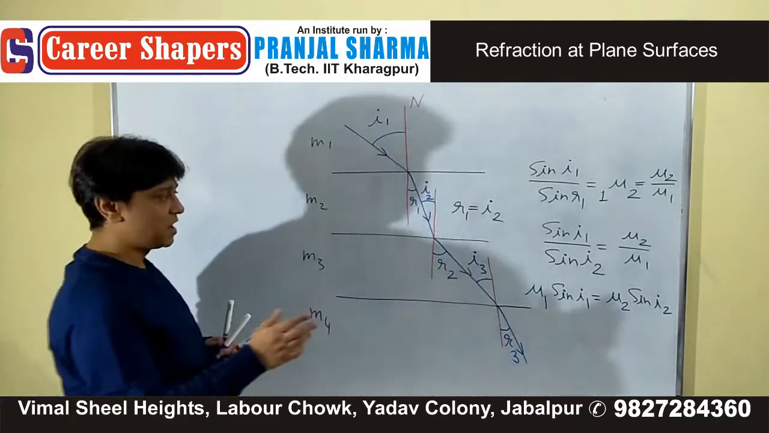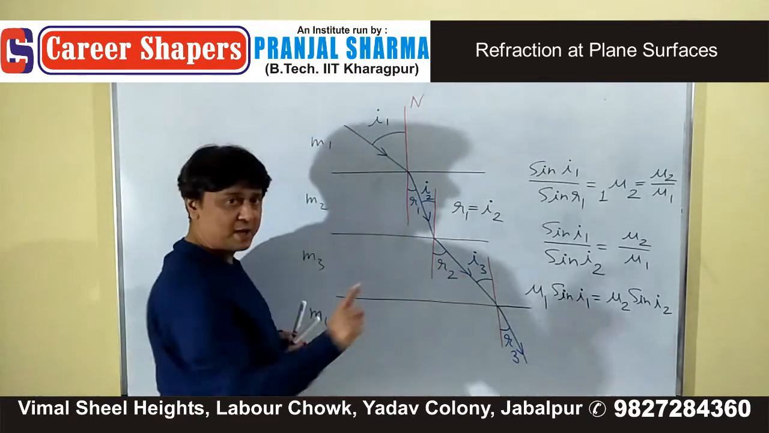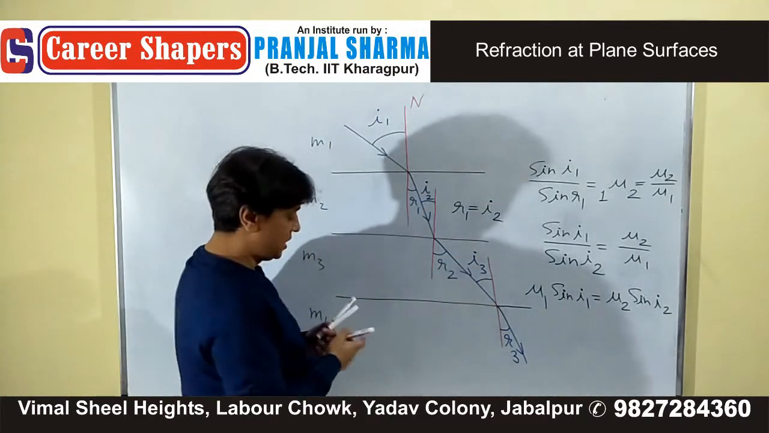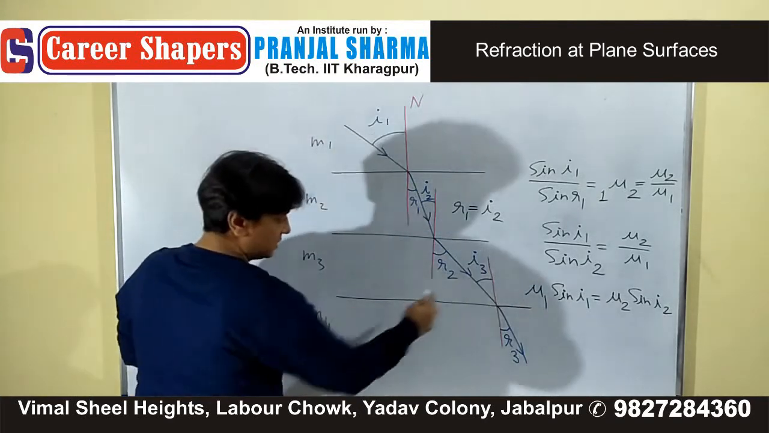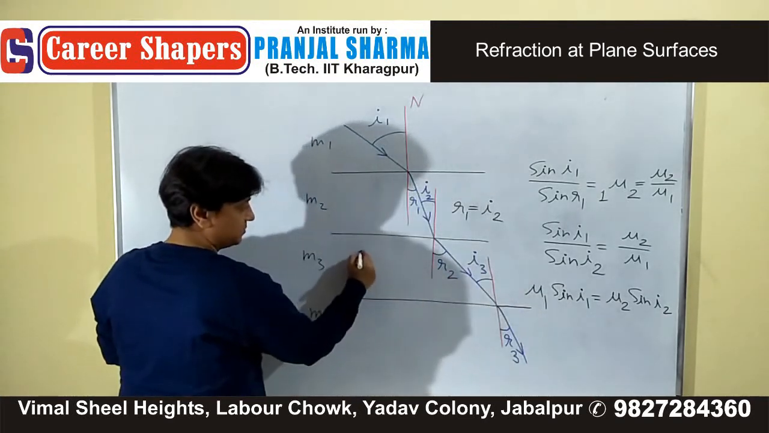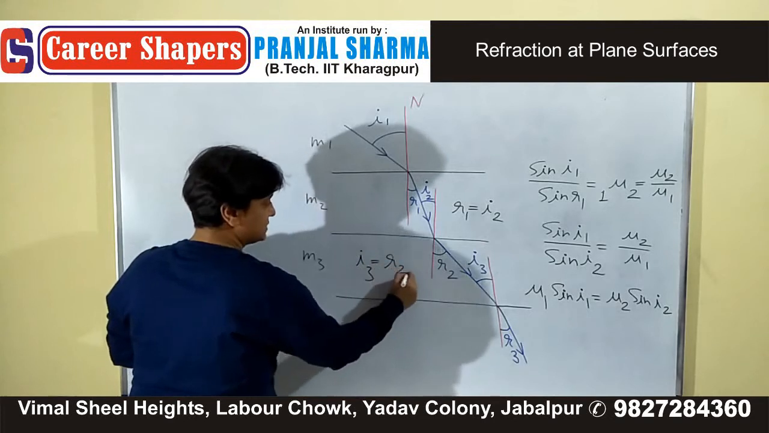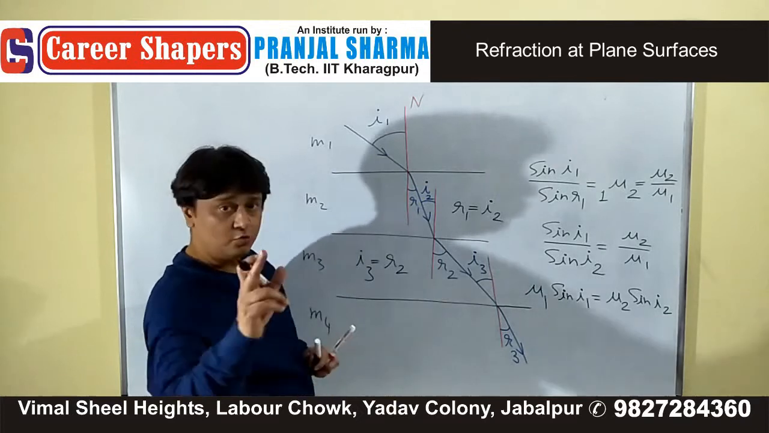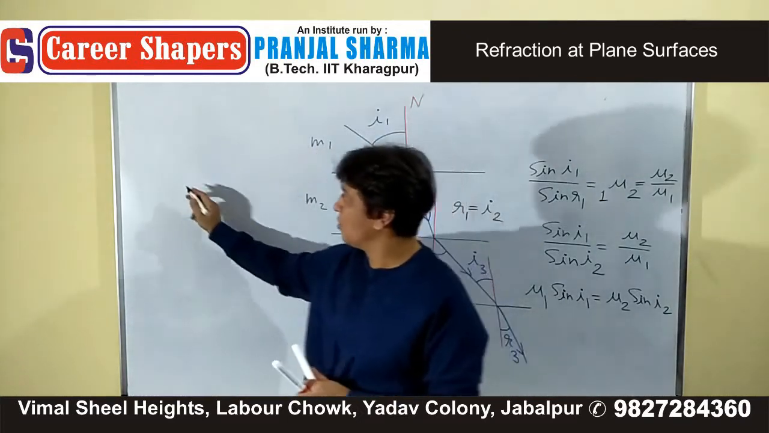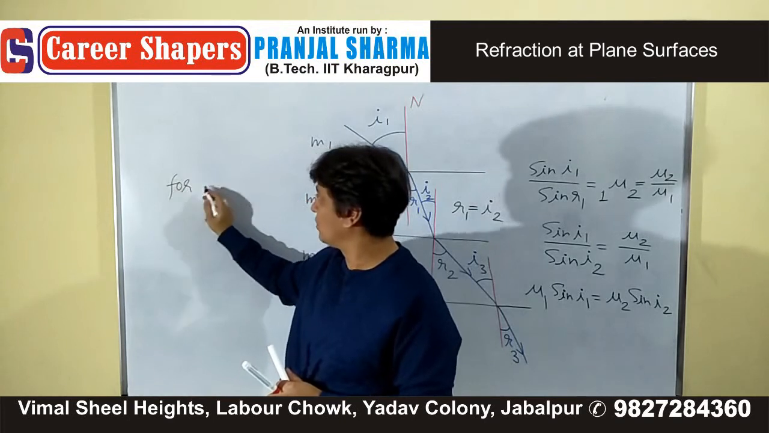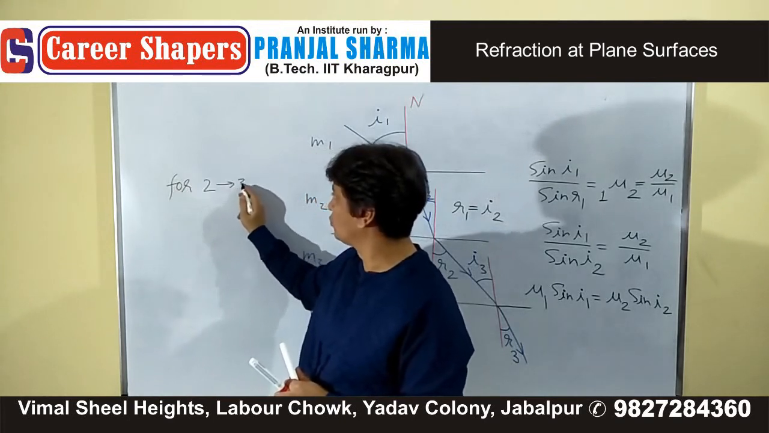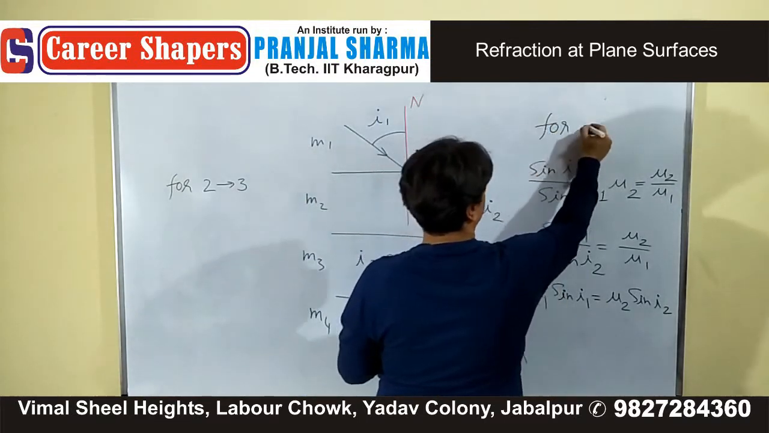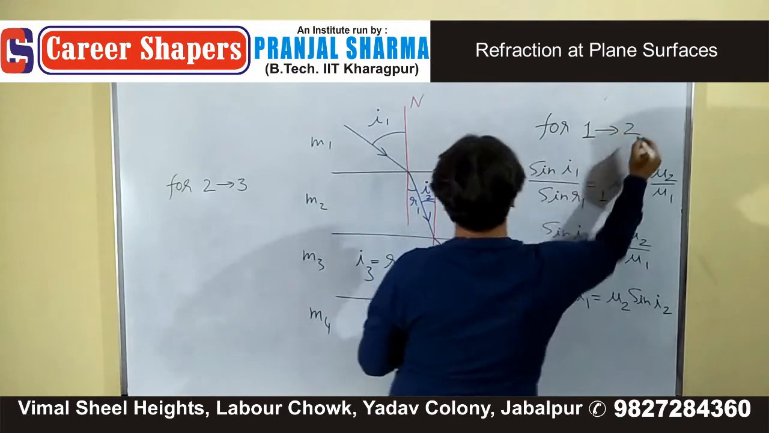But again, look at the argument. These two, they are parallel, which means these two normals, they are also what? Parallel. If they are parallel, that means I3 and R2, they are same. I3 is nothing but R2, which gives us this. For refraction from 2 to 3, this is for refraction from 1 to 2.